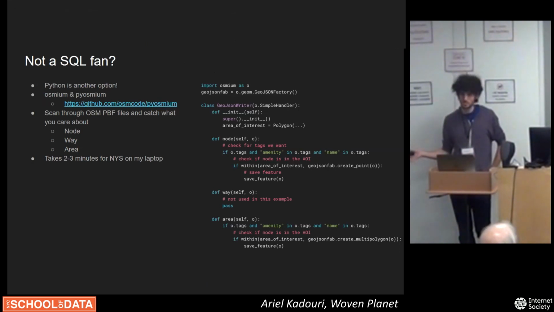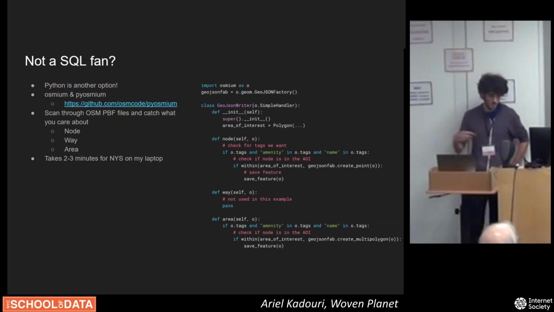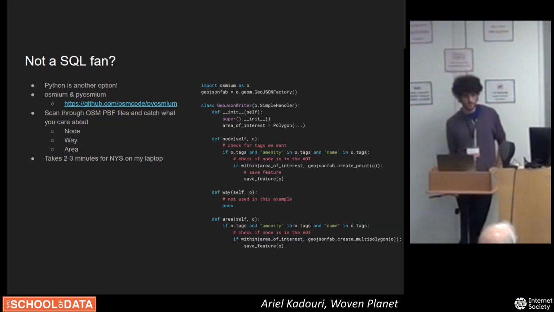Then it'll let you process one feature at a time as it goes through these files. So this is the same query from earlier, but written as a Python script. This takes about 2-3 minutes to scan through New York. If you're just writing a one-off thing, this is useful.